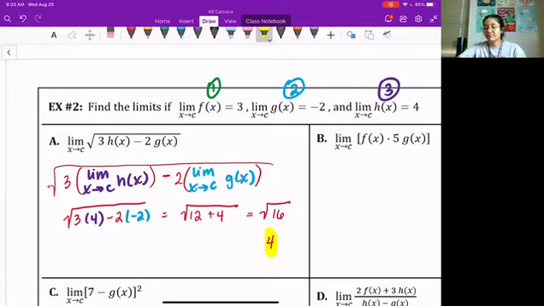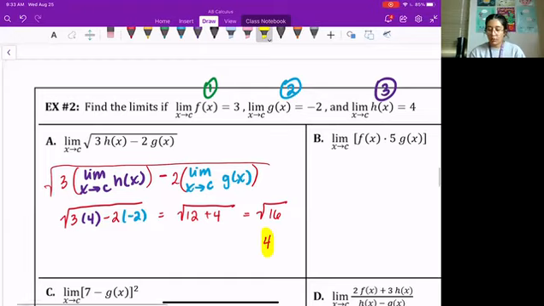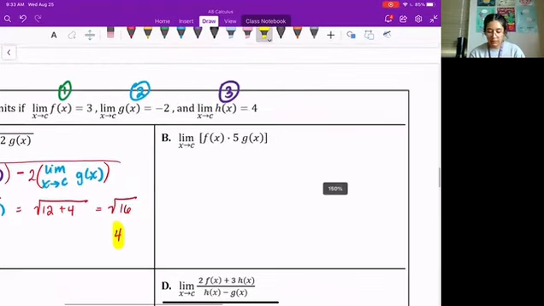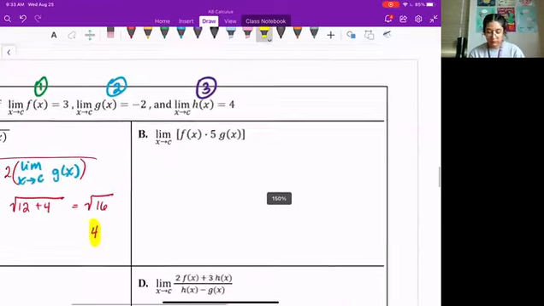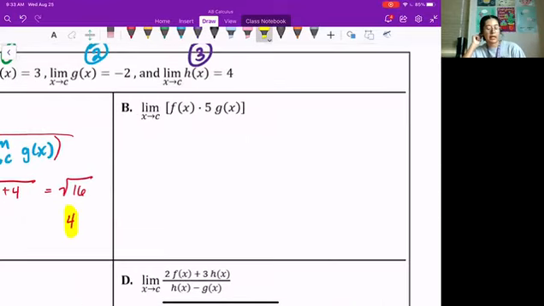So just being able to apply those properties of the limits to break it up into something simple, substitute in what they told us, and get an answer. Okay, let's do B. So for B here, we are multiplying two limits.